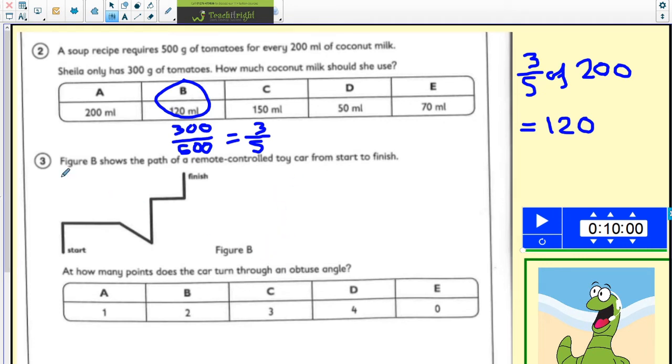Question 3. Figure B shows the path for a remote-controlled toy car. How many points does the car turn through an obtuse angle? An obtuse angle is more than a right angle, so more than 90 degrees, but less than 180. So it's in the gap between these two. So what we have to do is add on the directions it's turned.